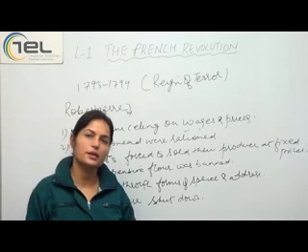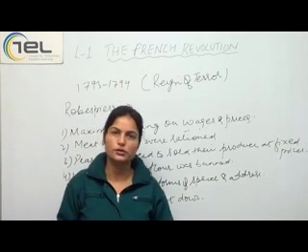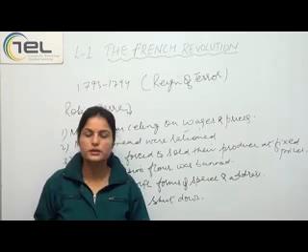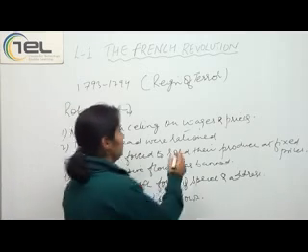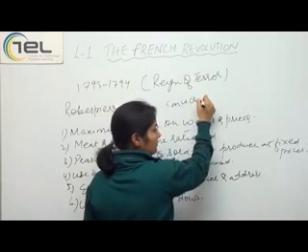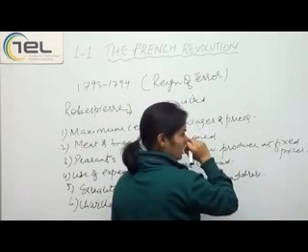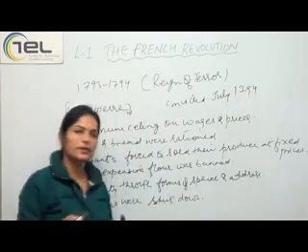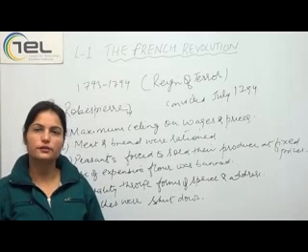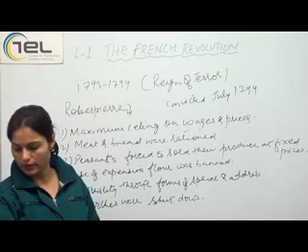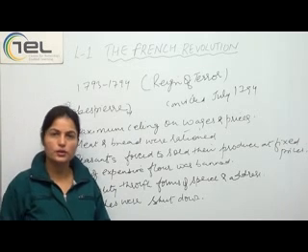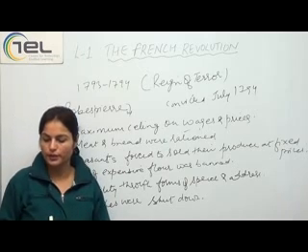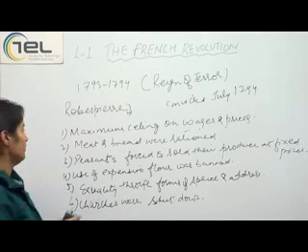So these kinds of extreme steps did not go down well with his supporters also. And finally, because of his policies, he was convicted by the court in July 1794 and was himself guillotined. He was sentenced to death. Then after his death, for a short period, a directory rule began in France.